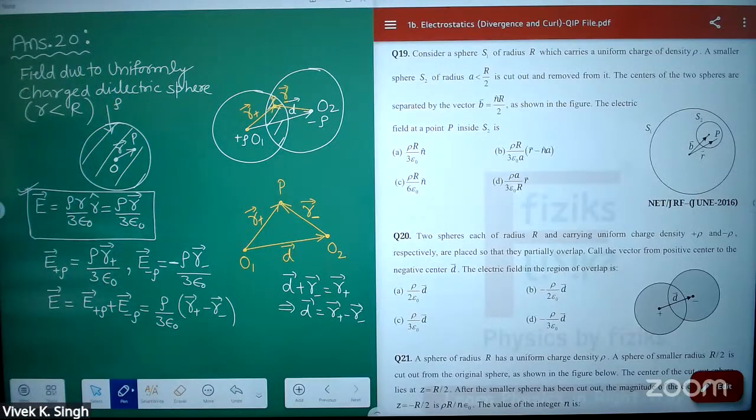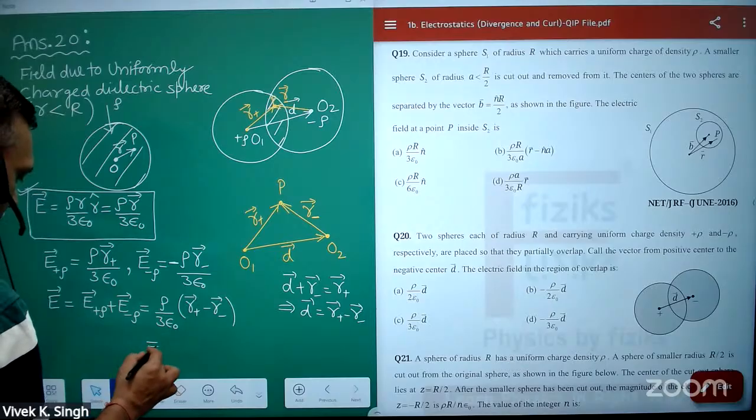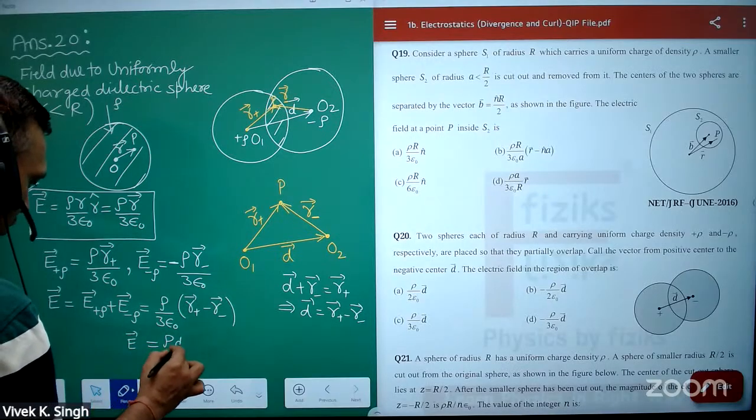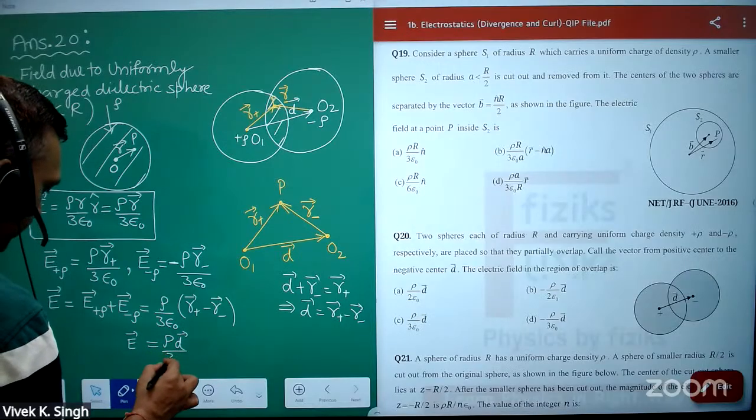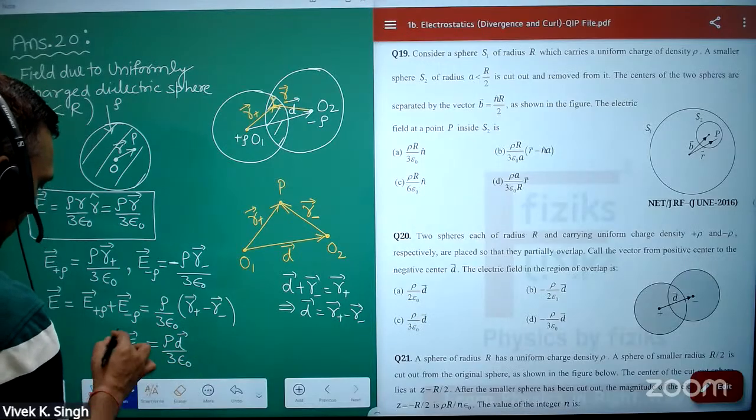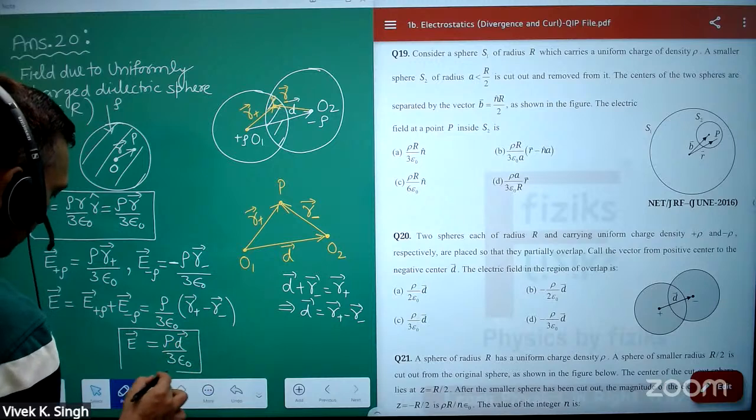So you will get, this will be, so E is given by rho D vector by 3 epsilon naught. Okay?